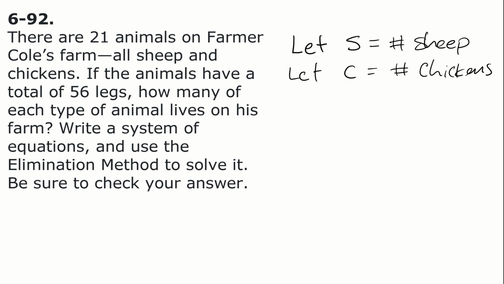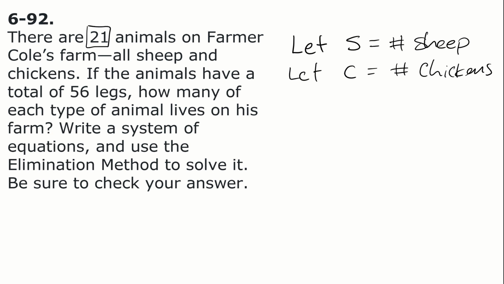So there are 21 creatures that live on his farm, and they're all sheep or chickens. No dogs, no cats. It doesn't say that. There's just 21 animals, and they're either sheep or they're chickens, which is a missed opportunity because I would want to have a dog perhaps that could help me with these sheep, but that's what it says.